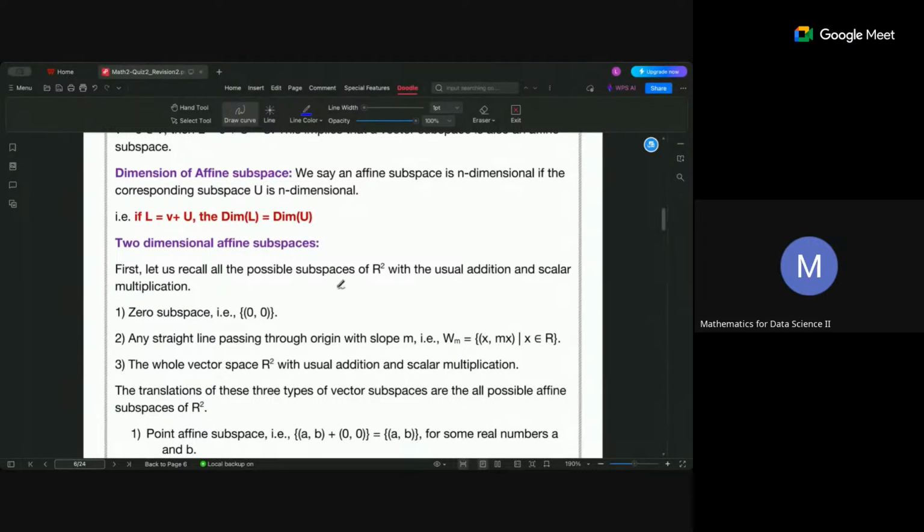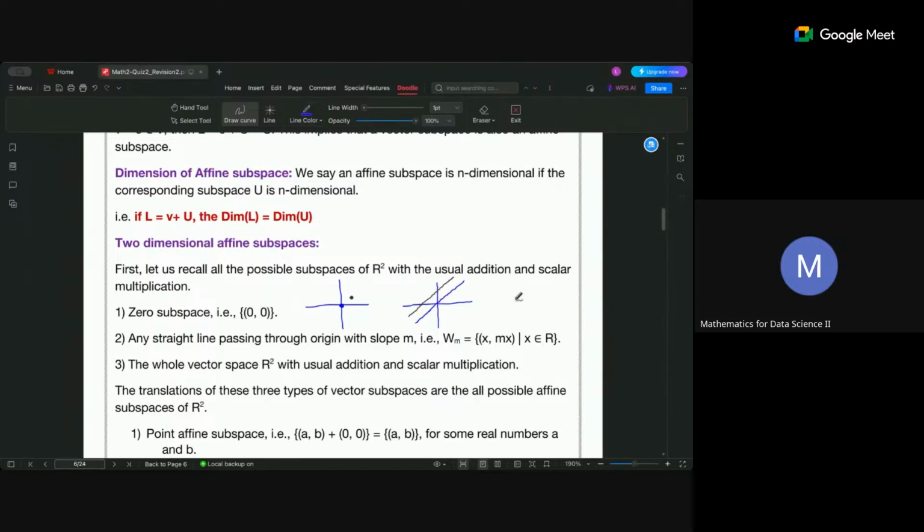That's all. For example, let us say this is the origin. Now if this point is just shifted to another place, then this point becomes an affine space. Same way, consider the line passing through the origin. If this line is shifted to some other place, it is just moved somewhere else, then this one is an affine space.